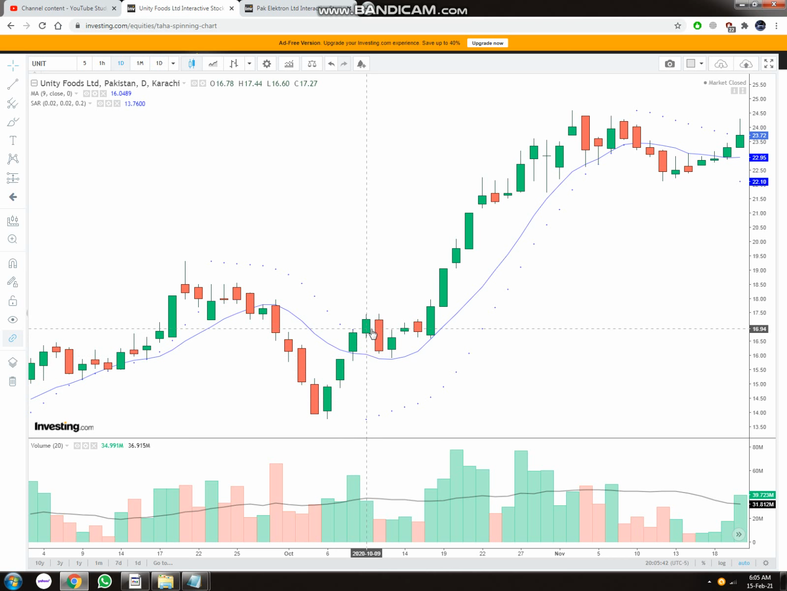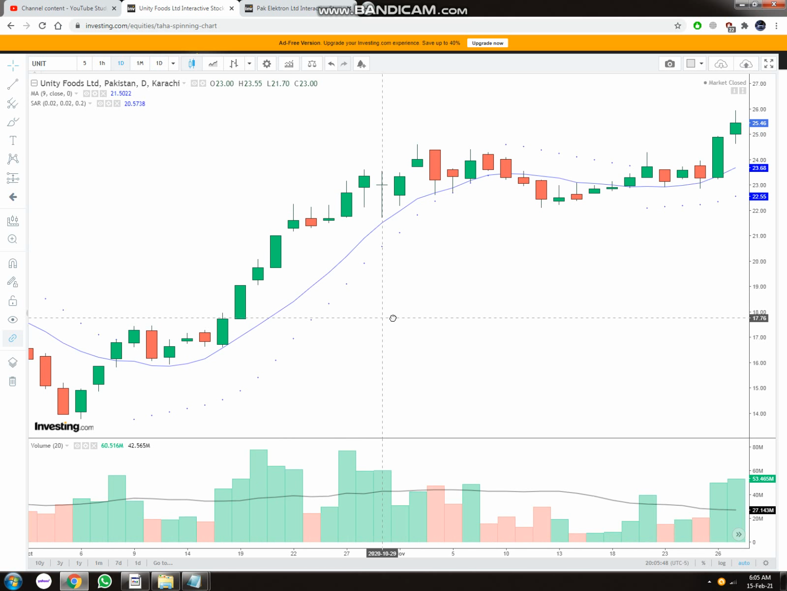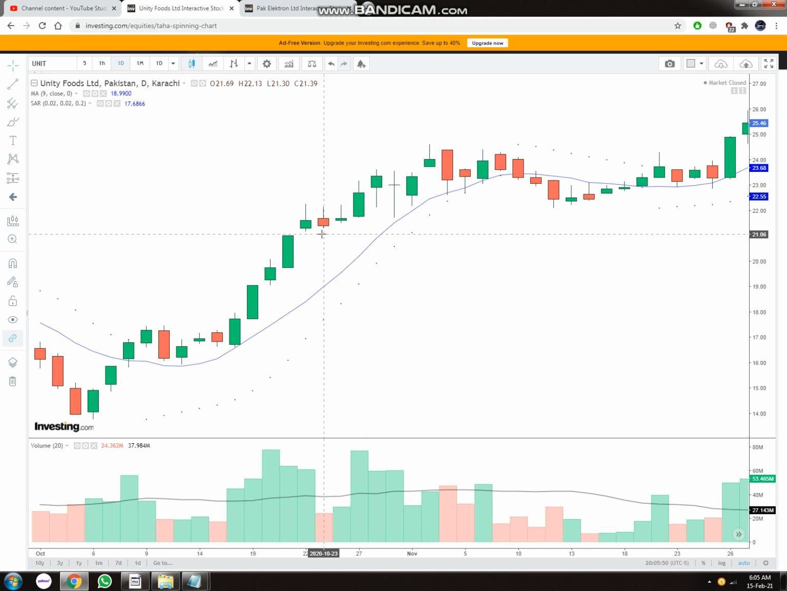So this stock went up, came down a bit, and then started to go up. But I sold the stock on this particular day, on this candlestick. Why? Because the overall market on this day was down, but this stock was up. As you can see, the bulls were strong.